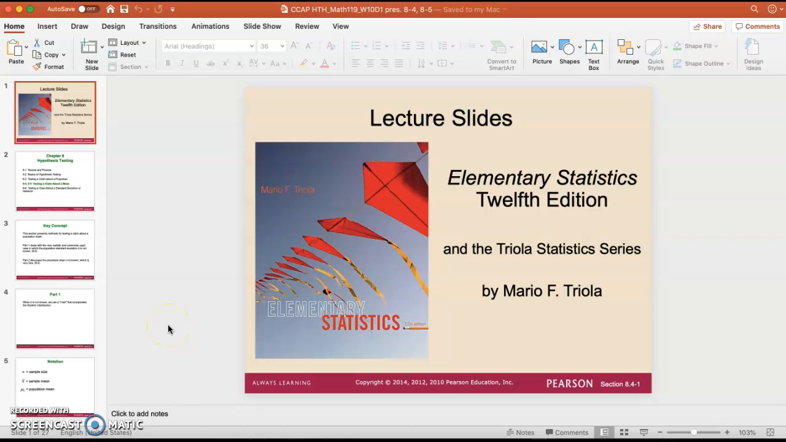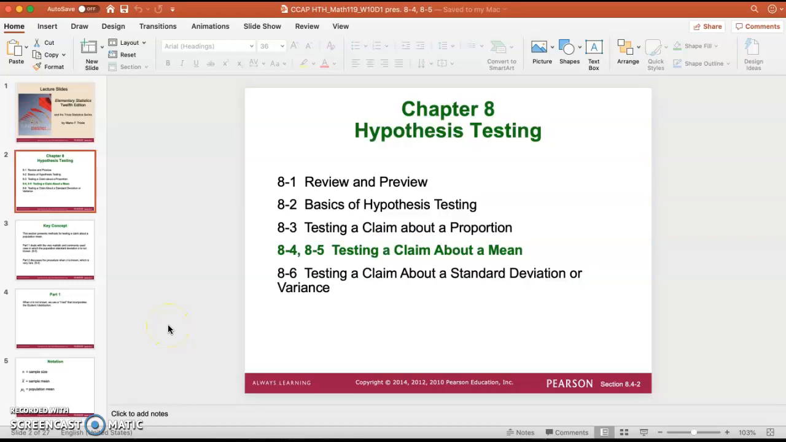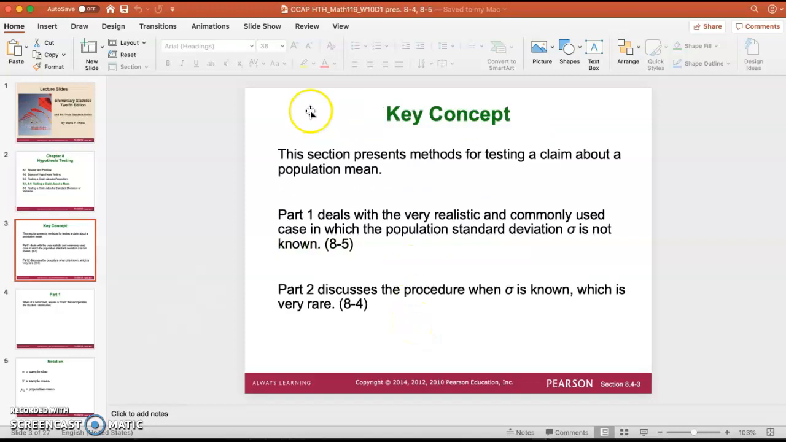Okie dokie. Going to now talk over some content for sections 8-4 and 8-5, which deal with testing a claim about a mean with both conditions, when the population standard deviation is known or unknown. So essentially, we're applying hypothesis testing to means for these sections. Now, we'll focus mainly on section 8-5. So the two parts that these slides will cover.